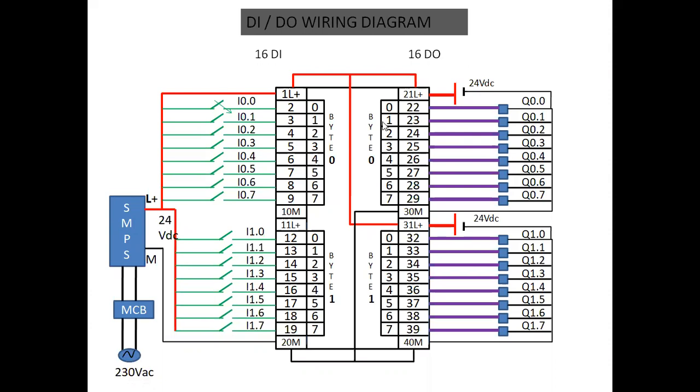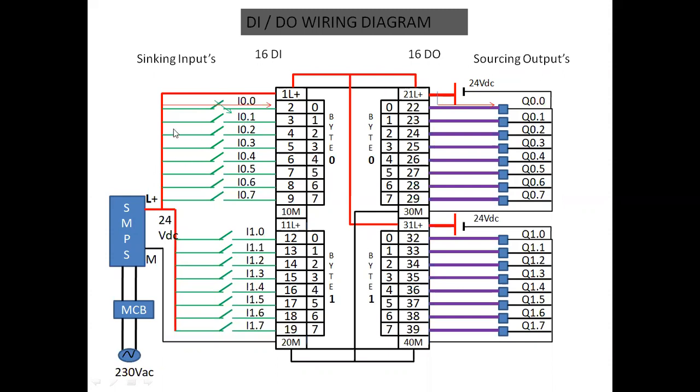So what is happening here is supply is entering for sinking inputs. For your input, supply entering into the module is called sinking inputs. Whereas here at the output, supply is coming out, that's called sourcing, because we are giving supply to the output. That's called sourcing outputs. So generally in industries we are using sinking inputs and sourcing outputs. Sometimes we use sourcing inputs also.